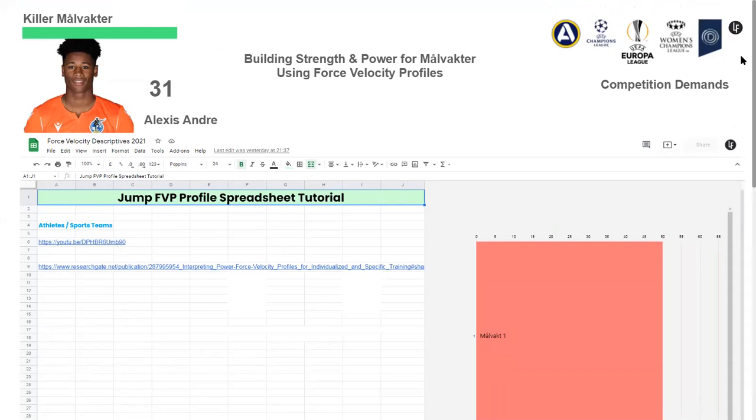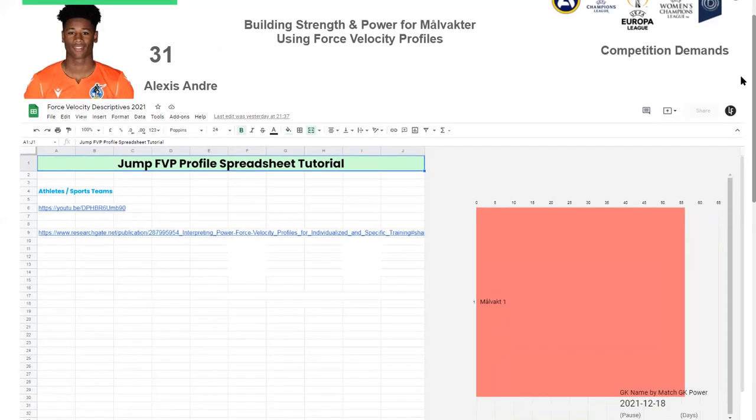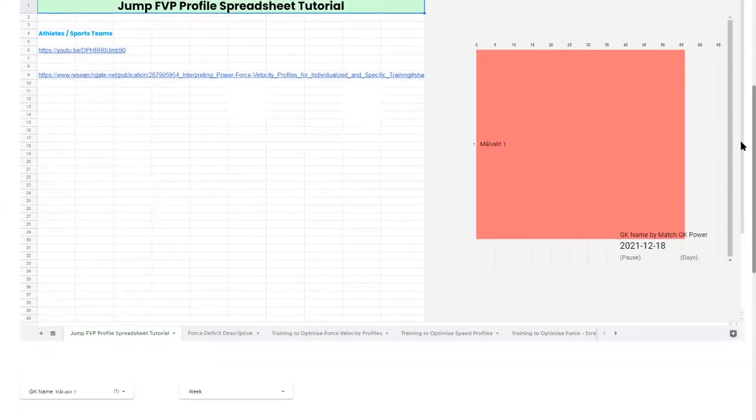Okay, welcome everybody to force velocity profiling for goalkeepers. This is force velocity information from a variety of sources, but most of it from a previous sprint group I was assistant coach with at the Lee Valley Stadium in London with Martin Newham. I've got a few other sources in here as well.